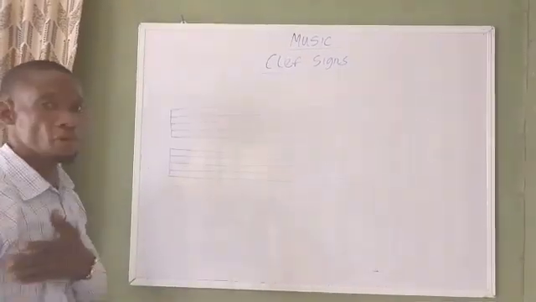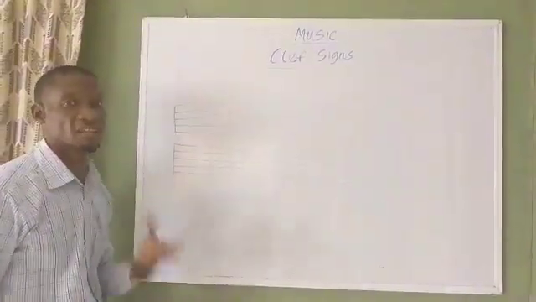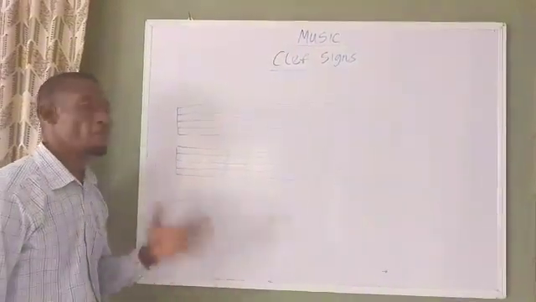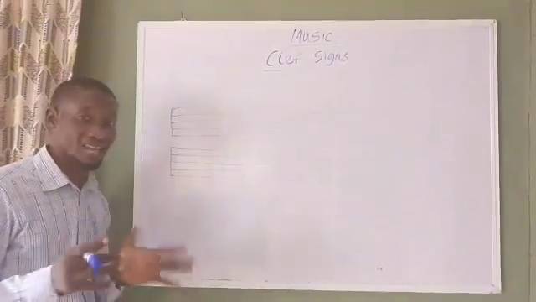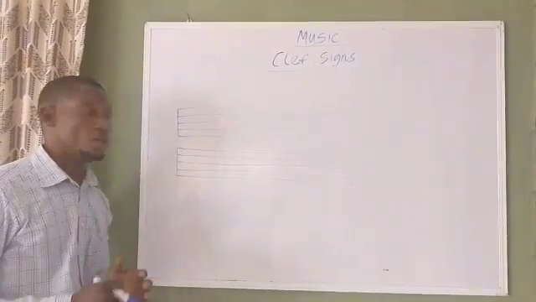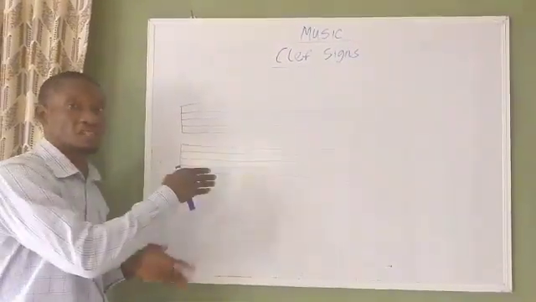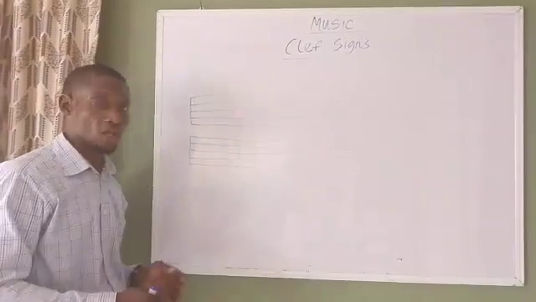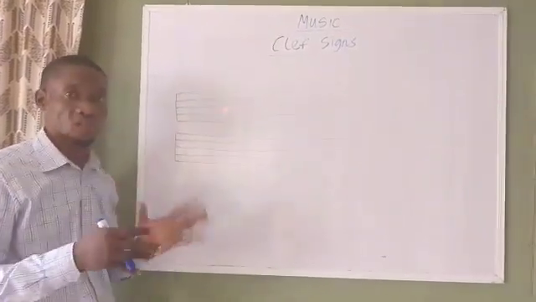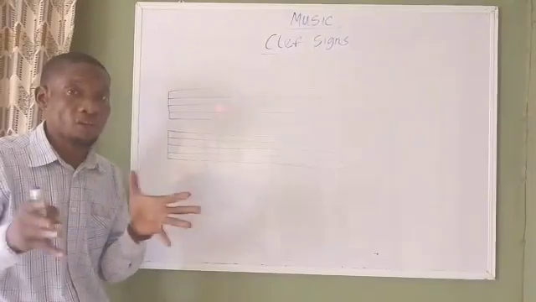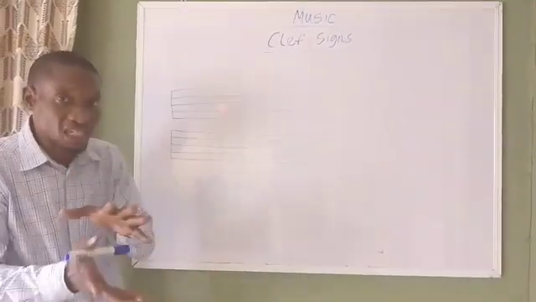Yes. So now I'm going to take you down to what we call the clef signs. In music, we have some symbols or signs that we use in naming the lines and the four spaces that we have in music. Now, when we want to use the clef, I'm going to be using those that are commonly used. We have the treble and the bass clef, which are commonly used.